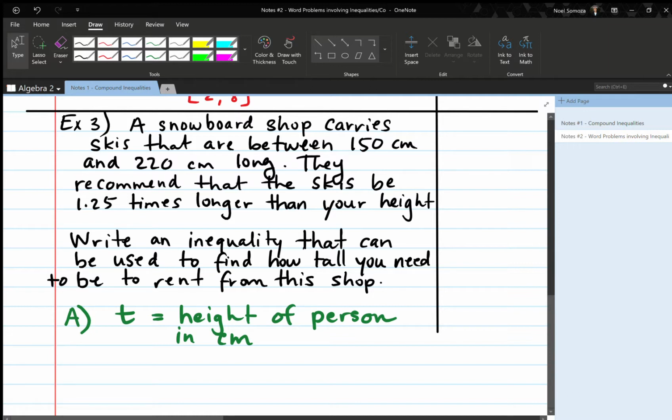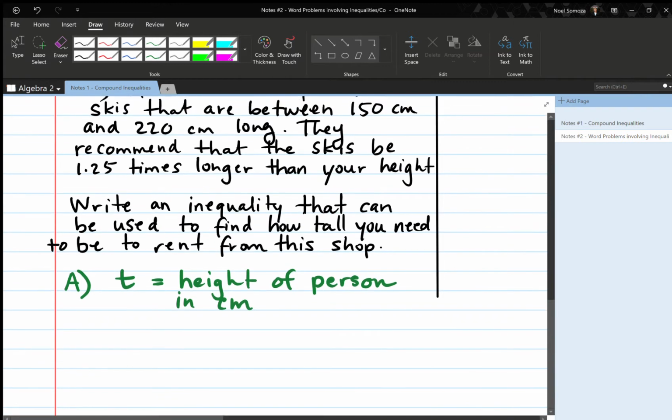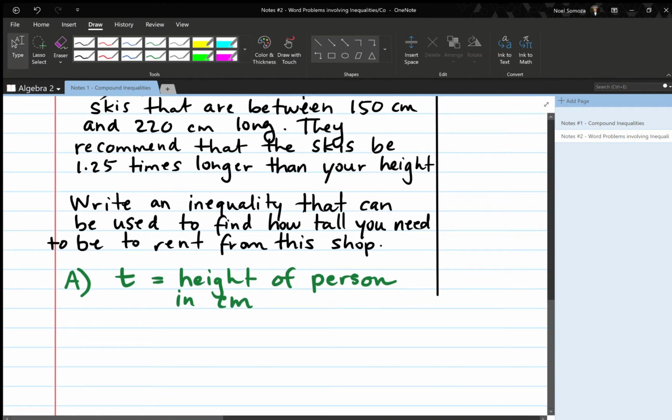In that case, let's start building from the edges towards the center, because we don't really know how to apply this quite yet. The other clue here is that the skis need to be 1.25 times longer than your height. So I know that I'm sandwiched in between these options.